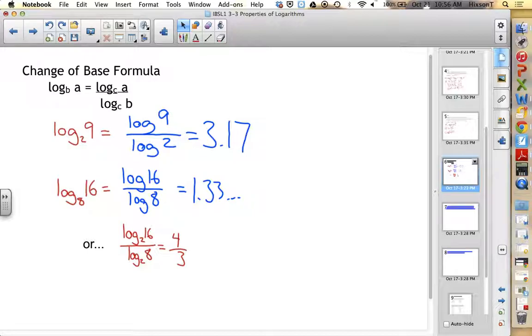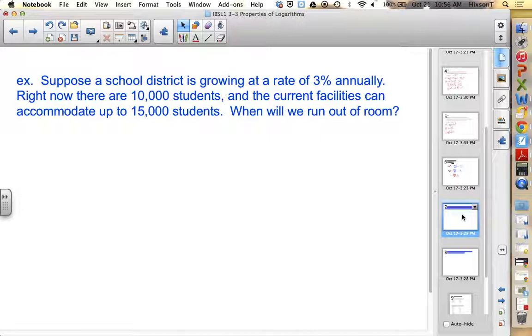So, why do we learn this? Well, because in most of our applications, we're not going to end up with a base of e or a base of 10. Now, we do end up with e more often because continuous growth is e to some power. We saw that with our exponentials. But for example, let's say we've got a school district that's trying to plan ahead for the future. They've been growing at a rate of 3% annually. Right now there are 10,000 students in the district. The current facilities can accommodate up to 15,000 students. So, when will we run out of room?